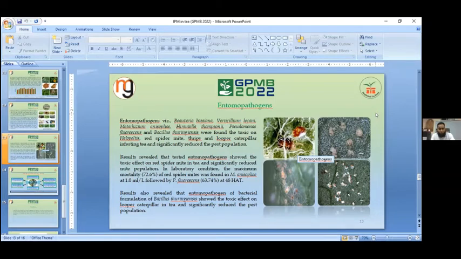And some others have toxic effect on looper caterpillar in tea.